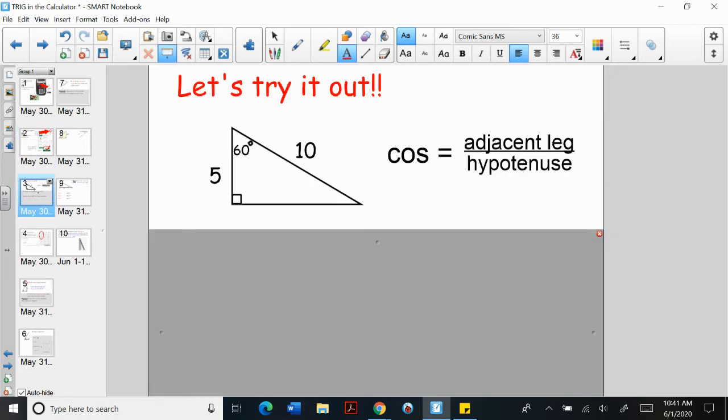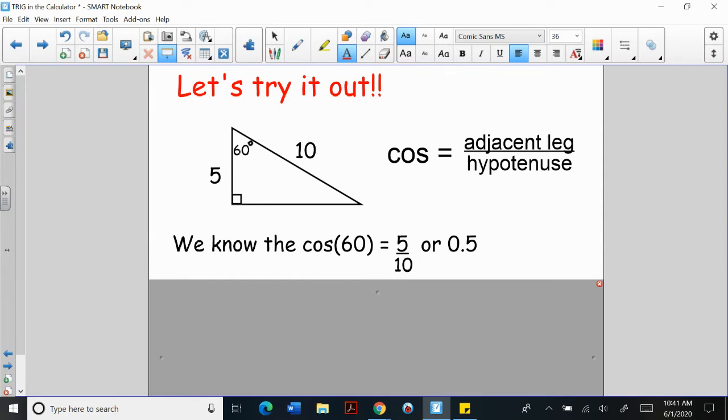So what we're going to do is try it out with one of these special right triangles that we already know. Okay, so if I give you a right triangle that has one leg with a 5, a reference angle of 60 degrees, and a hypotenuse of 10, we can use cosine to check out this relationship. So my first question is, what is the fraction? Let's see what you remember. What is the fraction that represents the cosine of 60 degrees? All right, good. That's going to be 5 over 10. So the cosine of 60 degrees is the same thing as 1/2 or 0.5, which means if we type the cosine of 60 into our calculator right now, it should tell us that it's 0.5.